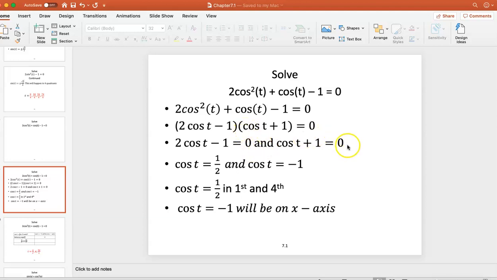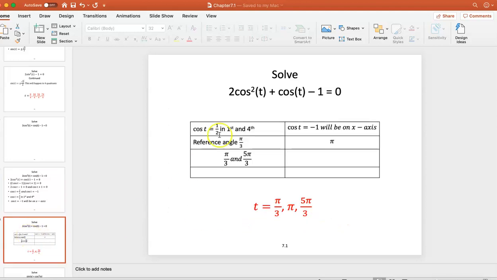Set your two factors equal to 0. This becomes 1/2 and this becomes negative 1. Cosine is positive in first and fourth. Cosine would be negative 1 on the x-axis. Cosine is x over r. X has to be negative 1. That's on the x-axis. So the first and fourth, when is cosine 1/2?